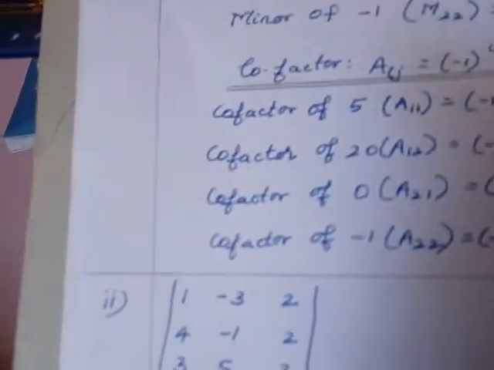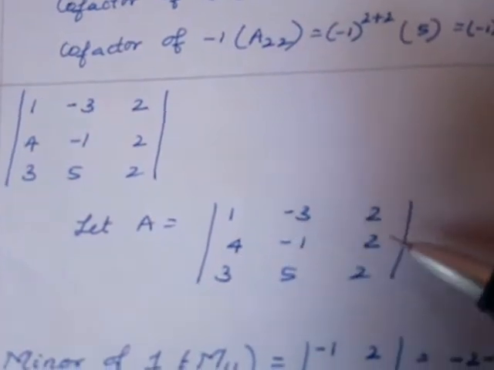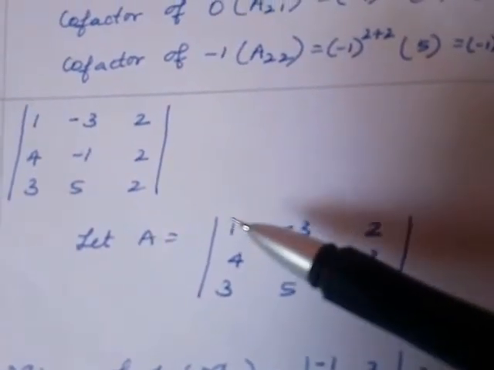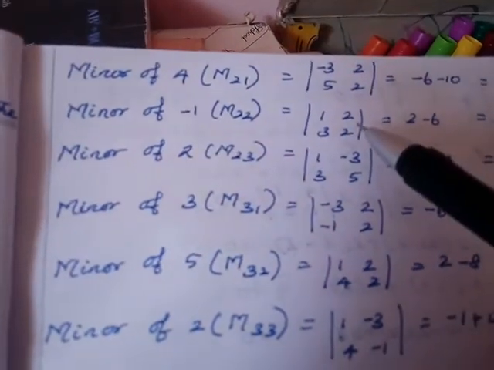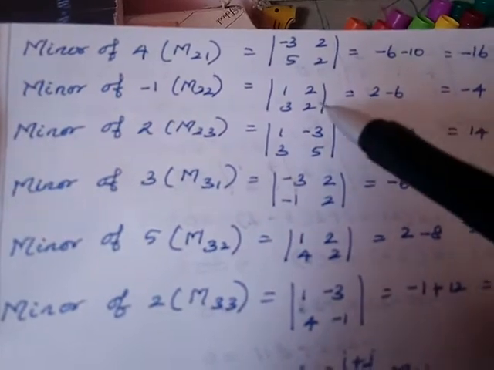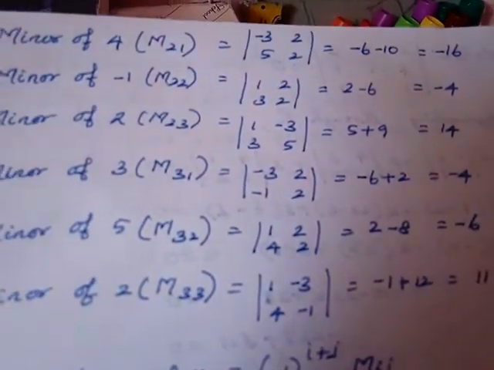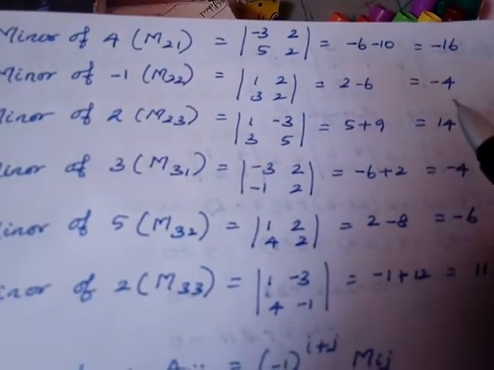Next one, minor of minus 1. Leave off this row and this column. What will be the remaining? 1 2 3 2. So 1 into 2 is 2 minus 3 2s are 6. Signs are different, so you have to subtract. If you subtract, you will get minus 4.